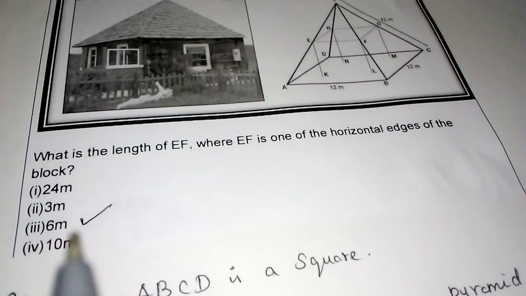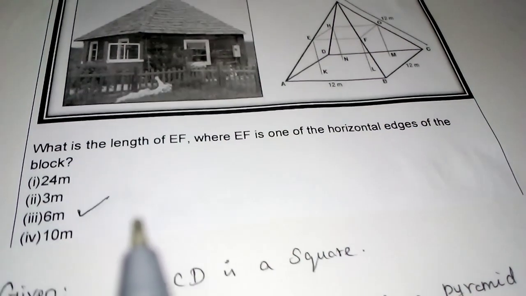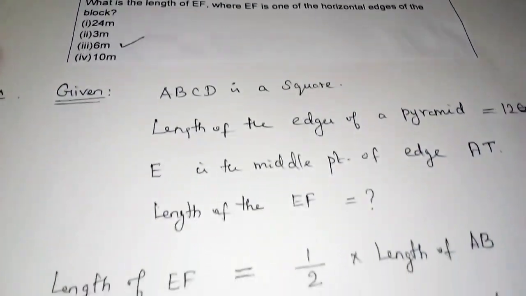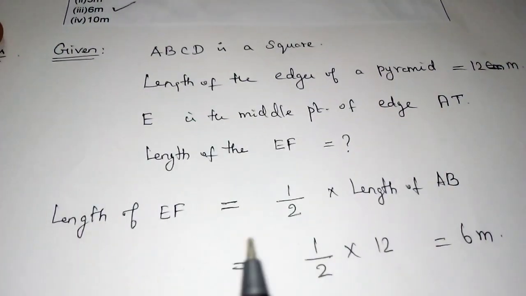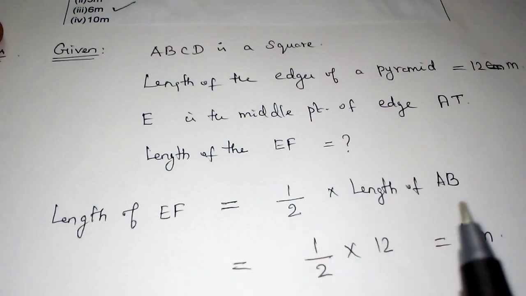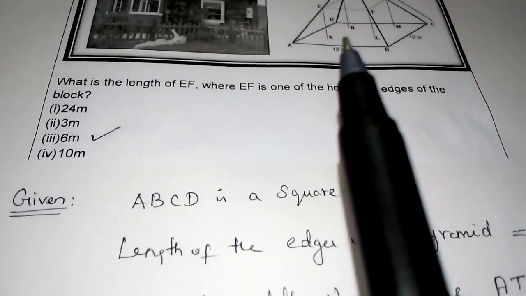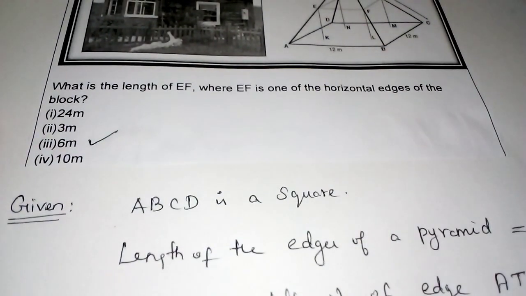Therefore the third option is the correct option. Length of EF is equal to half into length of AB. Half of the length of AB, which is 12, is 6. Therefore 6 meter is the length of EF. This is the answer for this question.